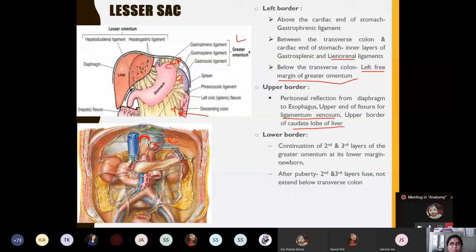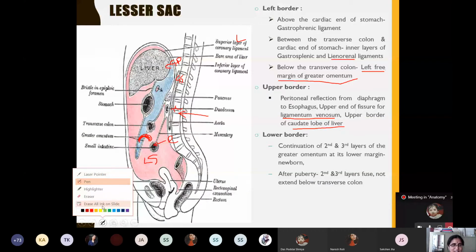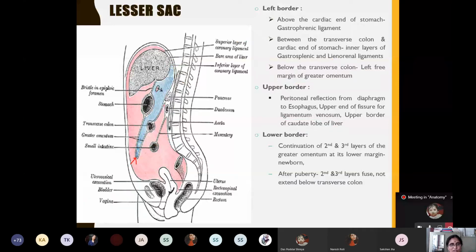Yes. Now the lower border, here you can see, lower border is very easy. This is the lower border. The lower border is formed by the continuation of the folding of anterior sheet of greater omentum with posterior sheet. So this is the lower border, where there is a continuation of second layer of greater omentum with third layer. Yes, what happens? This folding continuation is there. The presence of continuation is there up to the newborn.